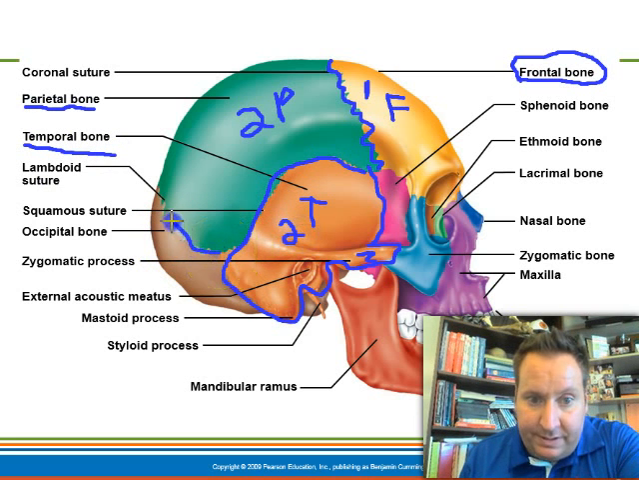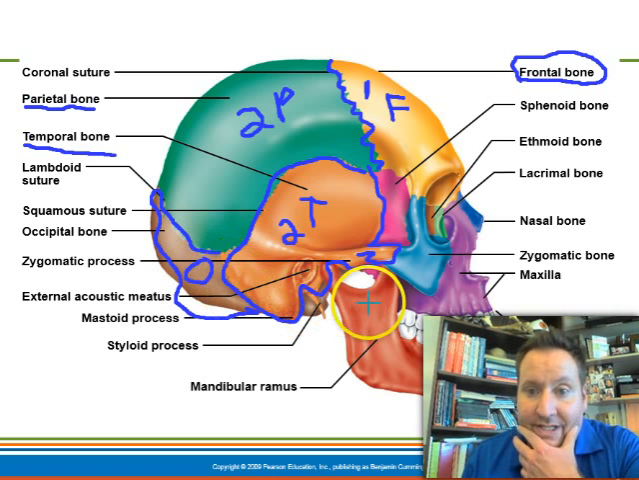Back here, you have another bone that's called the occipital bone. And I'll label that with an O. So that's your occipital bone.